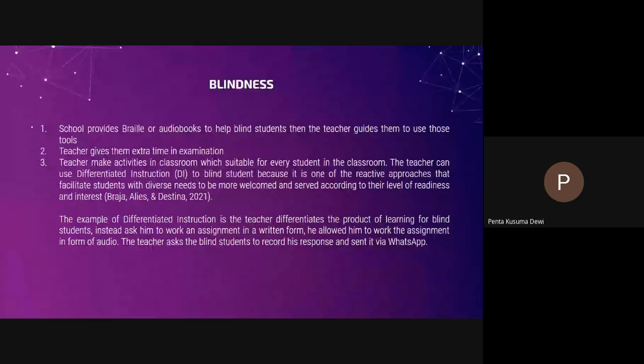The example of differentiated instruction is the teacher differentiates the product of learning for blind students. Instead of asking him to work on an assignment in a written form, he is allowed to work the assignment in form of audio. The teacher asked the blind student to record his response and send it via WhatsApp.